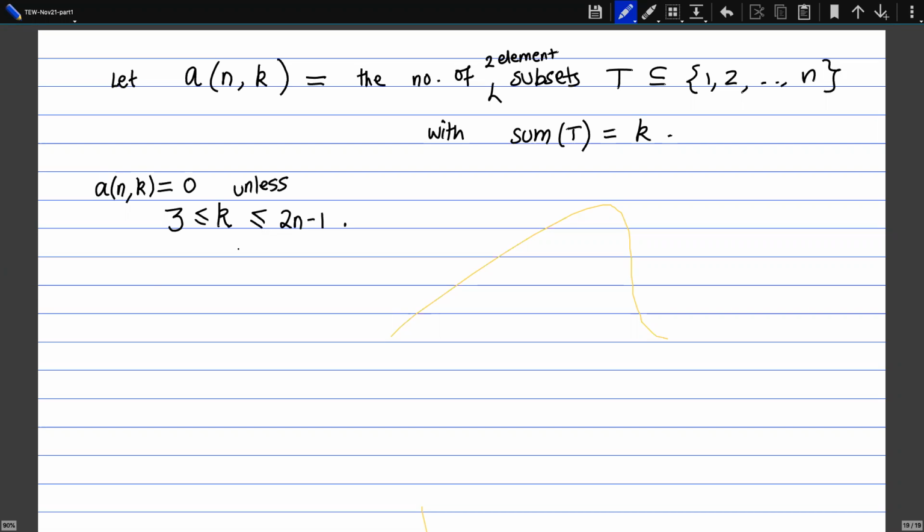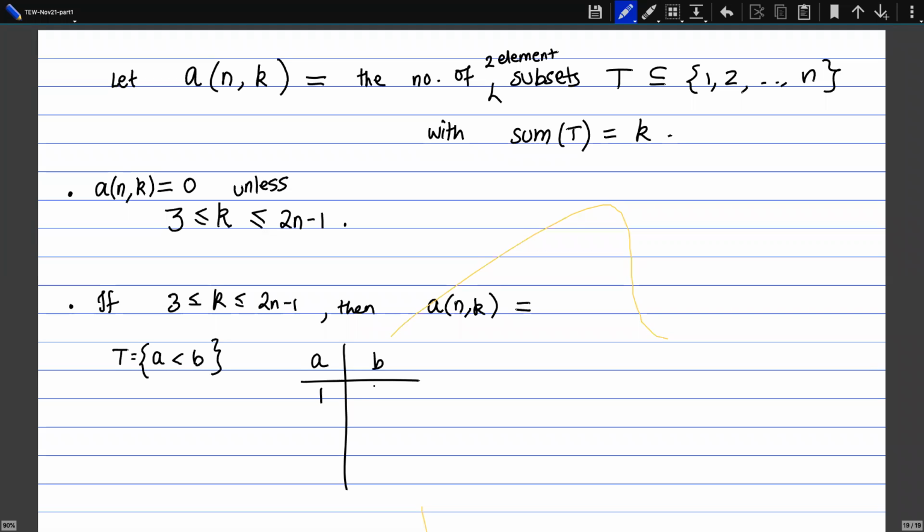And if k is in this range, one can figure out what A of n comma k is. What's the value? That's the first observation. Second observation, if k is in the correct range, then what's the value of A of n comma k? It requires some thought. So let's do the same thing. T is the subset A, B, with A less than B. How will we draw the table? A is 1, B is k minus 1 now, because k is the sum; then 2, k minus 2, and so on. But I have to assume that A is smaller than B, so what's the largest possible choice of A that I can take here? It depends on whether k is odd or even. Exactly. If k is odd, I will have one possibility, and if even, another.